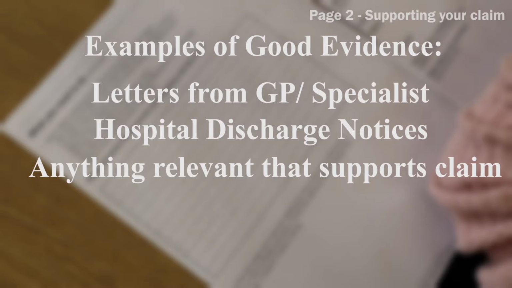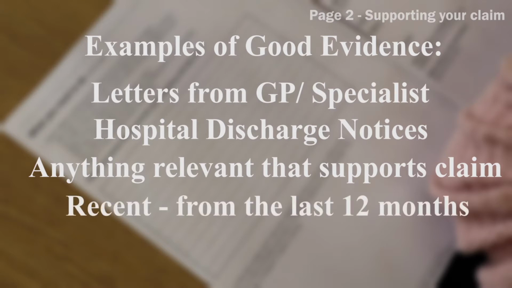Examples of good evidence include letters from a GP or healthcare specialist that confirm your diagnosis, or hospital discharge notices. However, do include anything that is relevant and may support your claim. The evidence you provide should be recent, ideally from the last 12 months. If you have not seen your healthcare professional in the last 3 months, it may help to get an appointment with them. This way you can discuss your difficulties in case the DWP contact them.